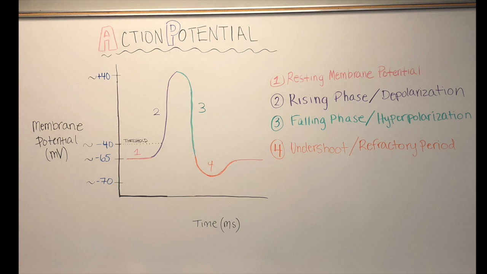As you see, the diagram is broken into 4 stages for easier understanding. The first stage is resting membrane potential. The second stage is rising phase, also known as depolarization. The third stage is the falling phase, also known as hyperpolarization. And the last stage is the undershoot, also known as the refractory period.